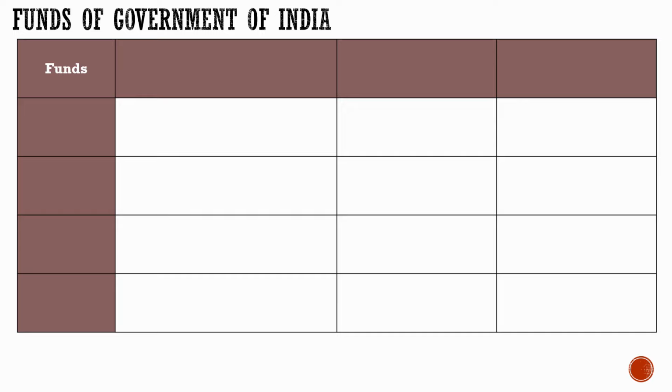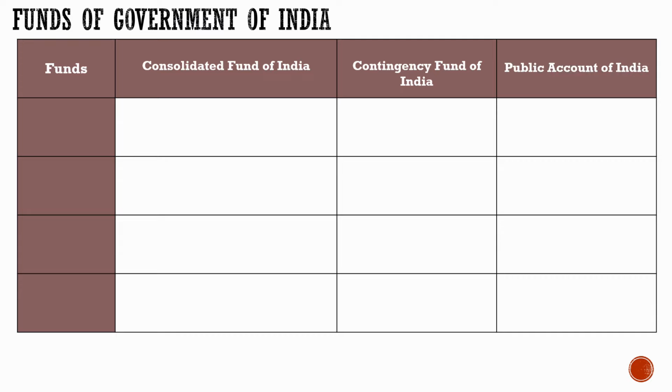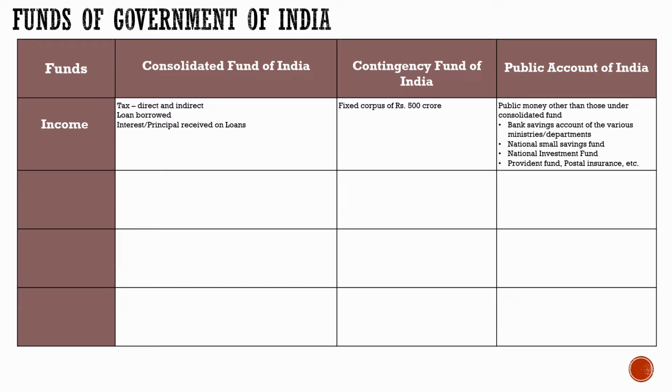There are 3 types of funds which Government of India maintains, namely Consolidated Fund of India, Contingency Fund of India, and Public Account of India. Their sources of income are tax collected by the government, loan borrowed, interest or principal received on the loans for Consolidated Fund of India, fixed corpus of 500 crores for Contingency Fund of India, bank savings account of the various ministries or departments, National Small Saving Funds, National Investment Fund, Provident Fund, Postal Insurance, etc.